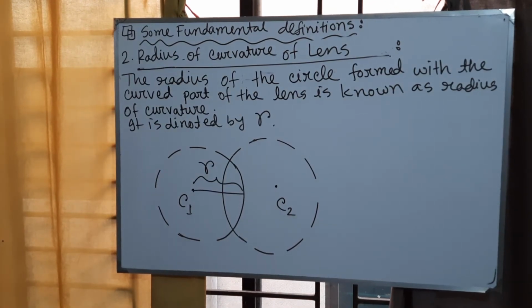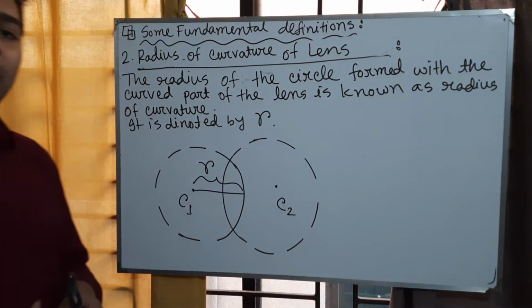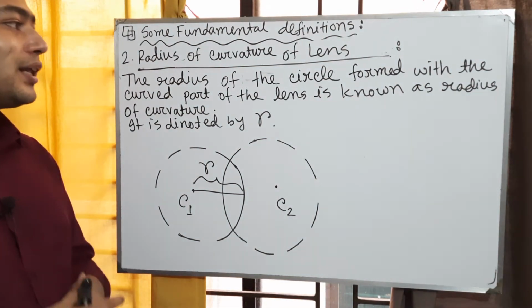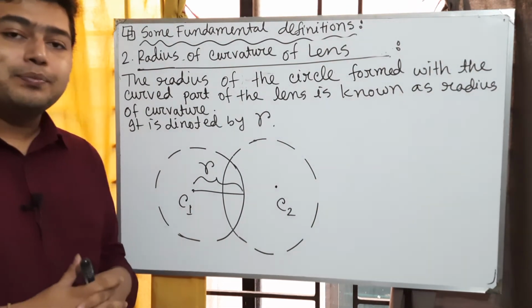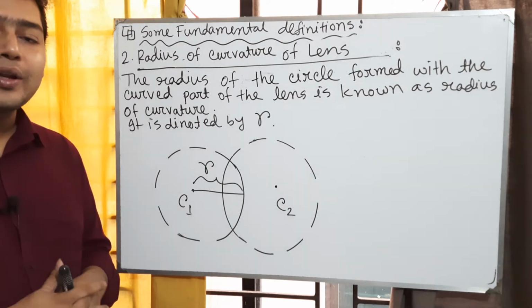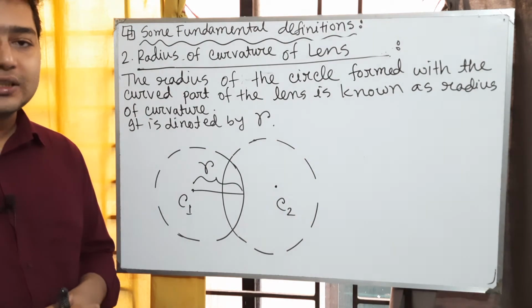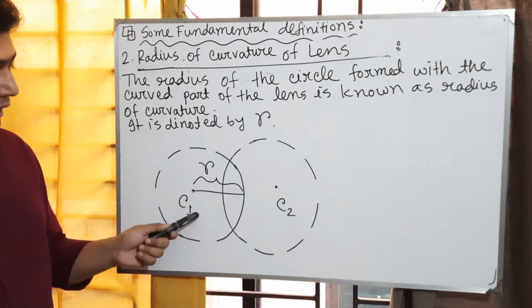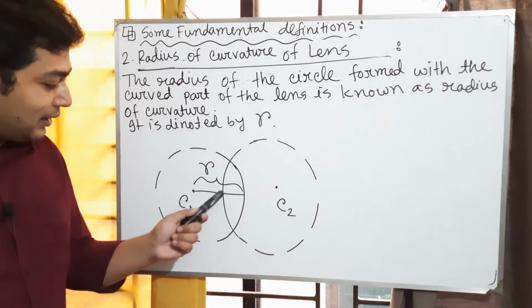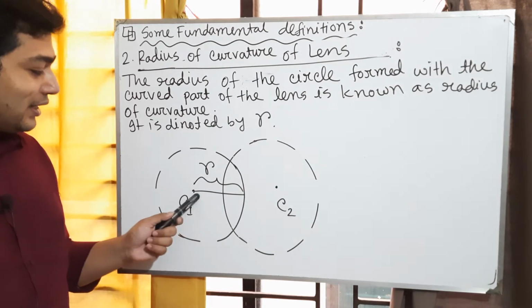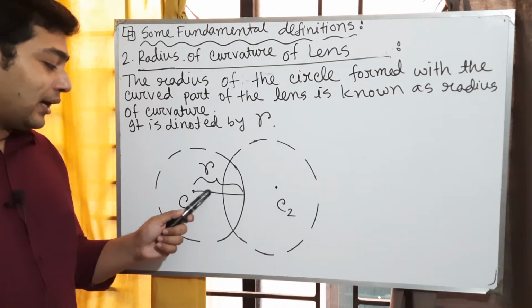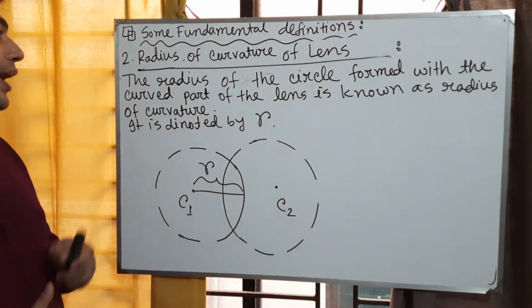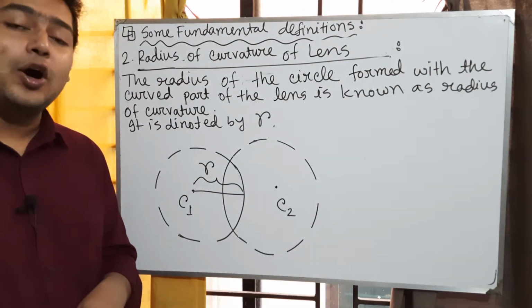Now our definition is radius of curvature of lens. The radius of the circle formed with the curved part of the lens is known as radius of curvature. Here in the figure, the part R is the radius of this spherical surface, and this radius is known as radius of curvature of lens.